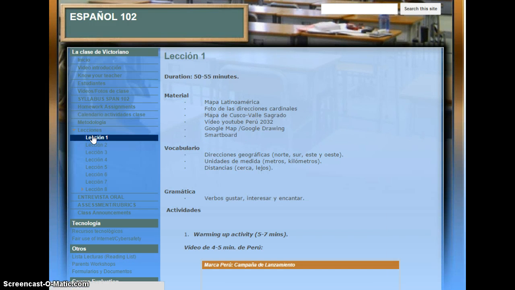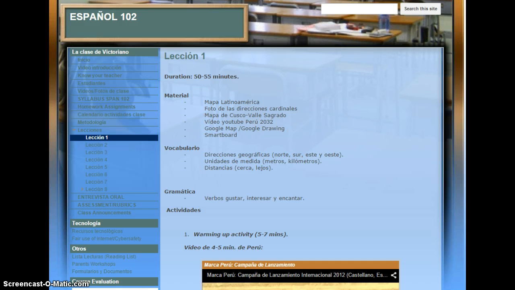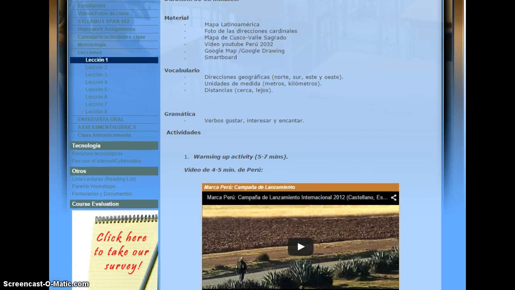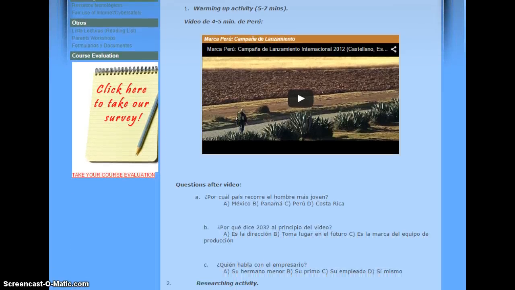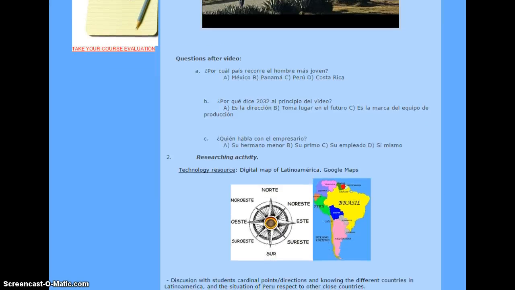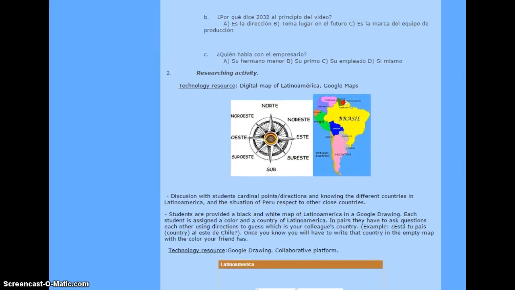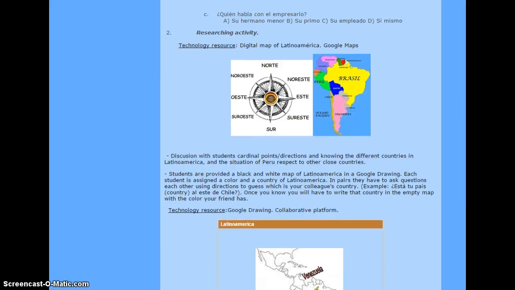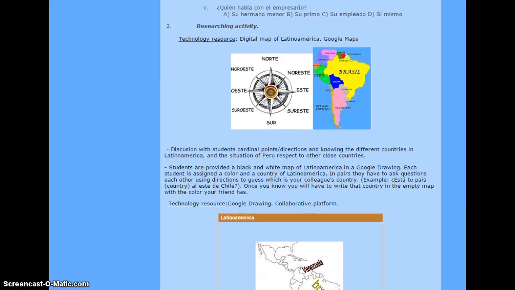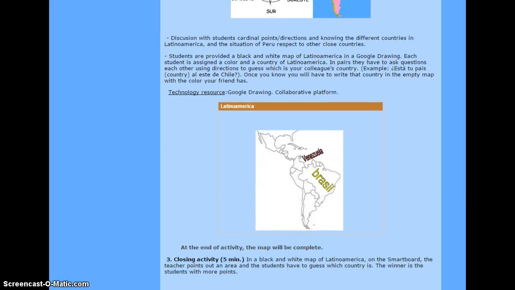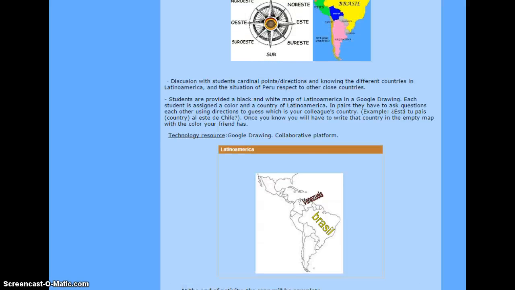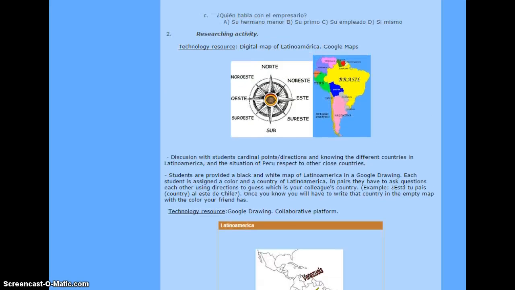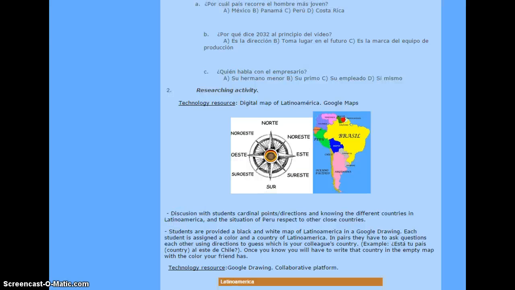The lessons, so you can see all the lessons involve duration, material, vocabulary, grammar, and the activities: a warming up activity, different questions, a researching activity to promote that critical thinking, and the technology resources will be involved in the different activities. A closing activity to reinforce in a funnier way what they were learning and the knowledge they were acquiring in the previous activities.